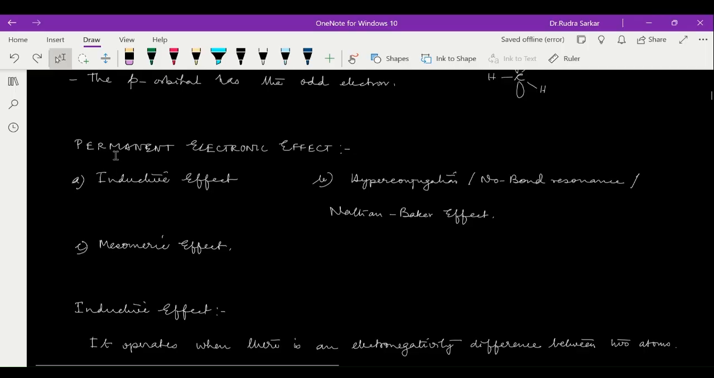So these are called permanent electronic effects. Inductive effect operates through a sigma bond. First thing you should know. Hyperconjugation may be called no bond resonance or Nathan Baker effect. So now you have to remember all these names. And pi bond can also be used to move around electrons. So this is known as mesomeric effect or the resonance effect, roughly.